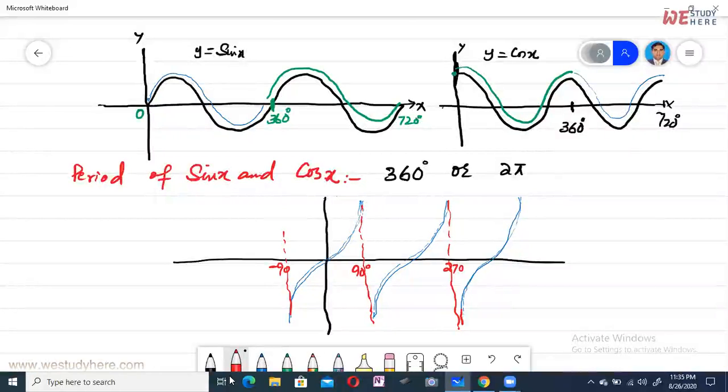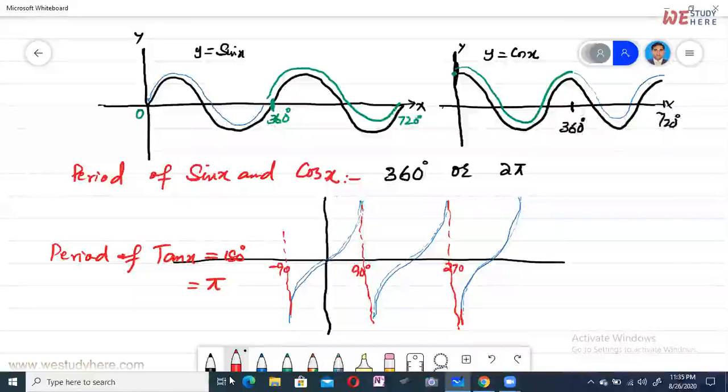Then the period of tan x is equal to 180 degrees or pi radians.